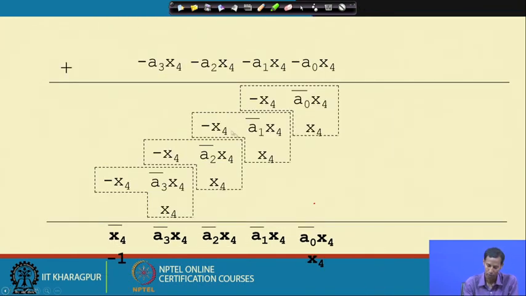In the same way, in this particular equation I can write, or I will come down to this equation: A0 bar x4, x4, A1 bar x4, A2 bar x4, A3 bar x4, x4 bar minus 1. Now on that particular equation, these values will be replaced. If I replace these values on that sign multiplication, whatever multiples we are getting, what will be the final equation?